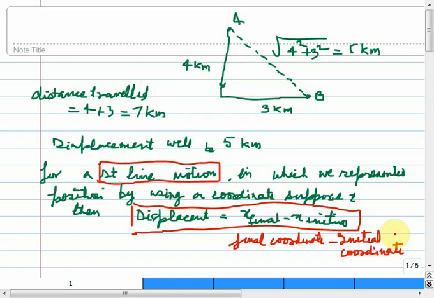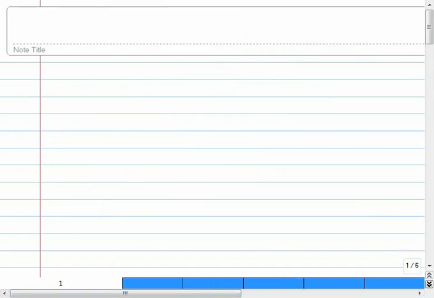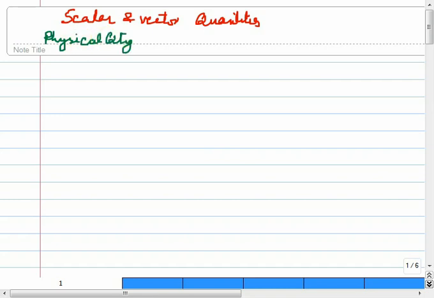So this is how we define displacement and distance. Now we take up scalar and vector quantities. First, for understanding these quantities, we define what physical quantities are. What is a physical quantity? A quantity which can be measured is a physical quantity.